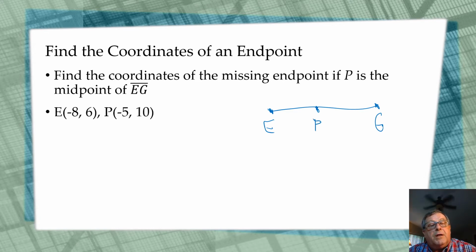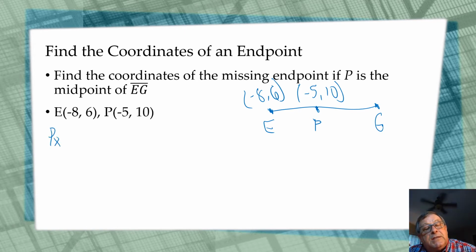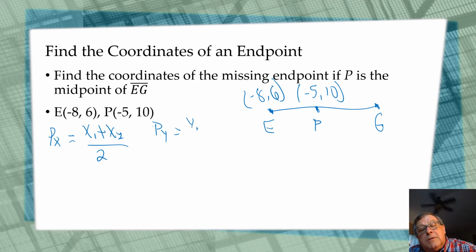Now, we're told that the coordinates for E is -8 and 6, and the coordinate for P is -5 and 10. And we want to find the ordered pair or the coordinates for endpoint G. Well, let's see. If we were to have our midpoint formula, let's say we're trying to find P of X, and that is equal to X1 plus X2 over 2, and P of Y is equal to Y1 plus Y2 over 2. I can use that formula to help me find the coordinates for G.